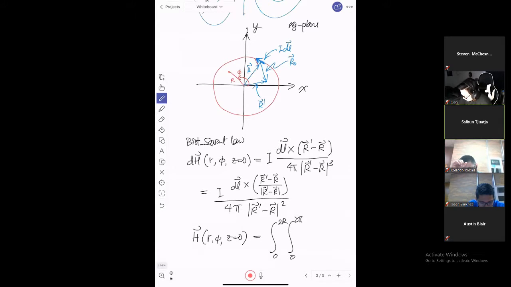And now I have this whole thing. I have this I dl cross with, maybe let me use this r prime minus r divided by 4 pi magnitude of r prime minus r magnitude to the cube. And then the ds, what is ds? ds is basically r d phi dr. So that's the differential area. So I have to solve this. Now this seemingly looks simple, but when you try to solve these, there's a complicated function of phi and so on. So it's rather difficult to solve.